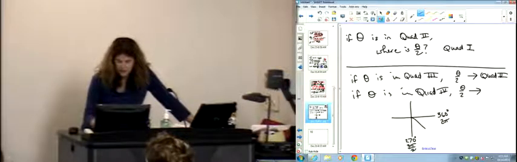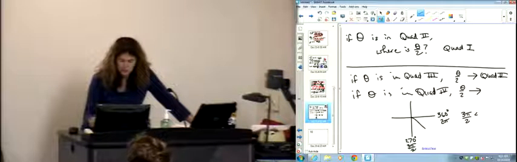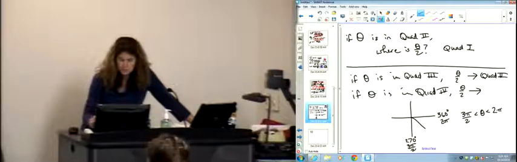I've heard 3. I don't know. Are we in agreement? Yeah. This is what I've got. Theta is ending up between 3 halves pi and 2 pi.